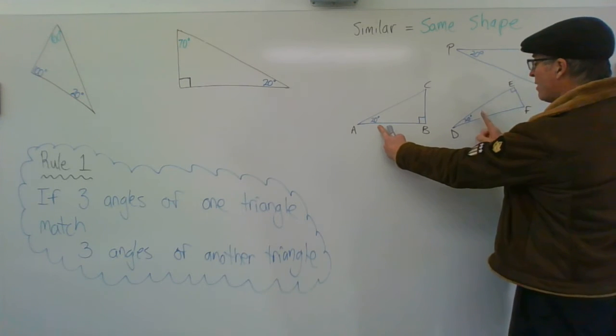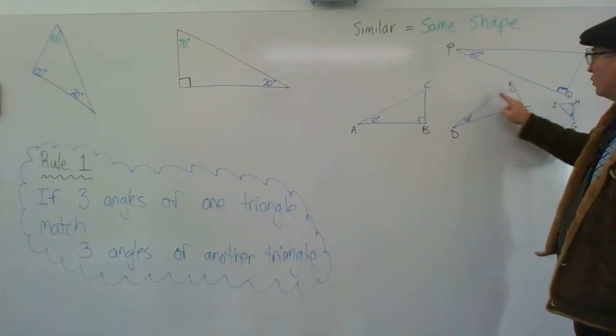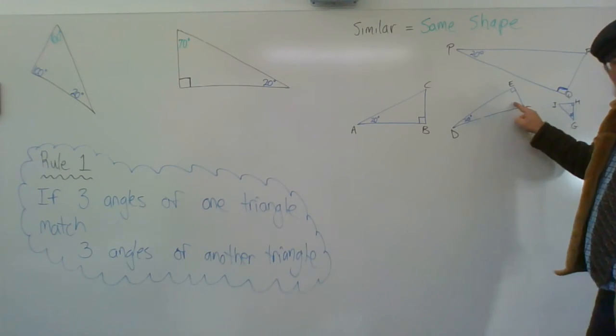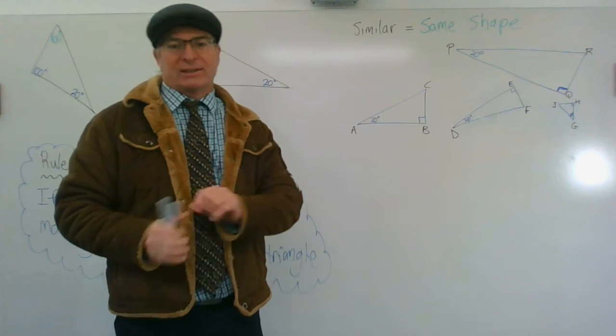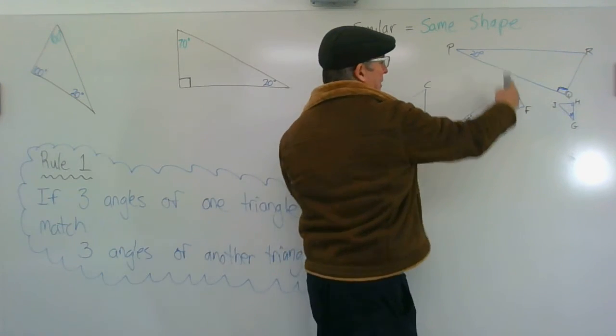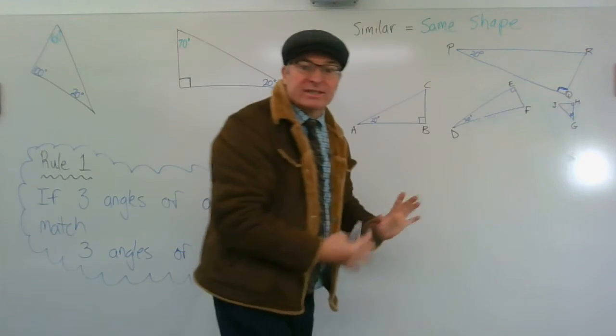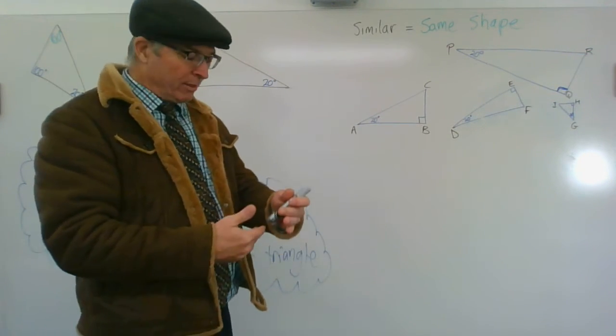That's got 20. That's got 20. If you know that's 20, then you know you've got 20, 90, and 70. You know all 3 if you know one angle in a right-angled triangle that's not the right angle. So, similar, similar, similar. They're all similar triangles because all 3 angles are the same in all of them.